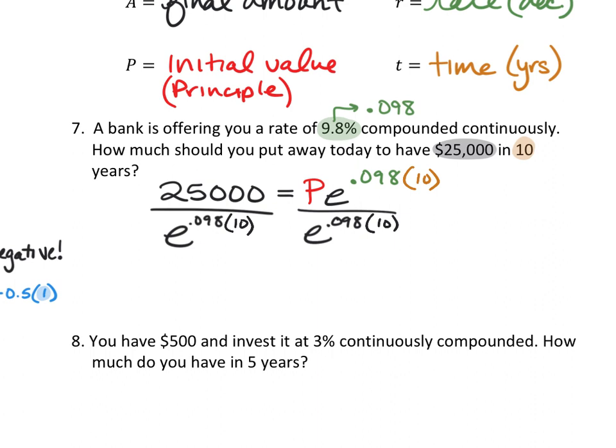Okay, once I do this, this side cancels out. And what letter am I left with? P. When I'm left with P, I will have P equal to 25,000 divided by e to the 0.098 times 10. At this point, is everything on the right side of my equation numbers? This side.